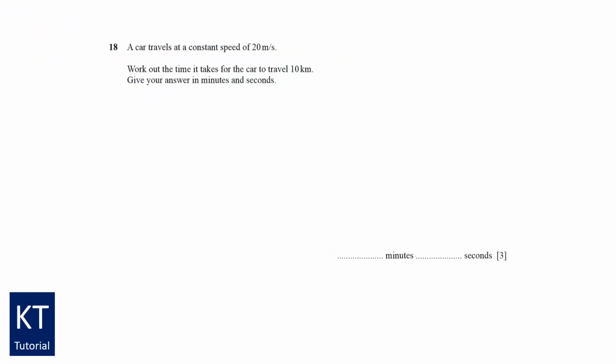Question 18. A car travels at a constant speed of 20 meters per second. Work out the time it takes for the car to travel 10 km. Give your answer in minutes and seconds. You want to start by converting 10 kilometers into 10,000 meters and perform the division accordingly.